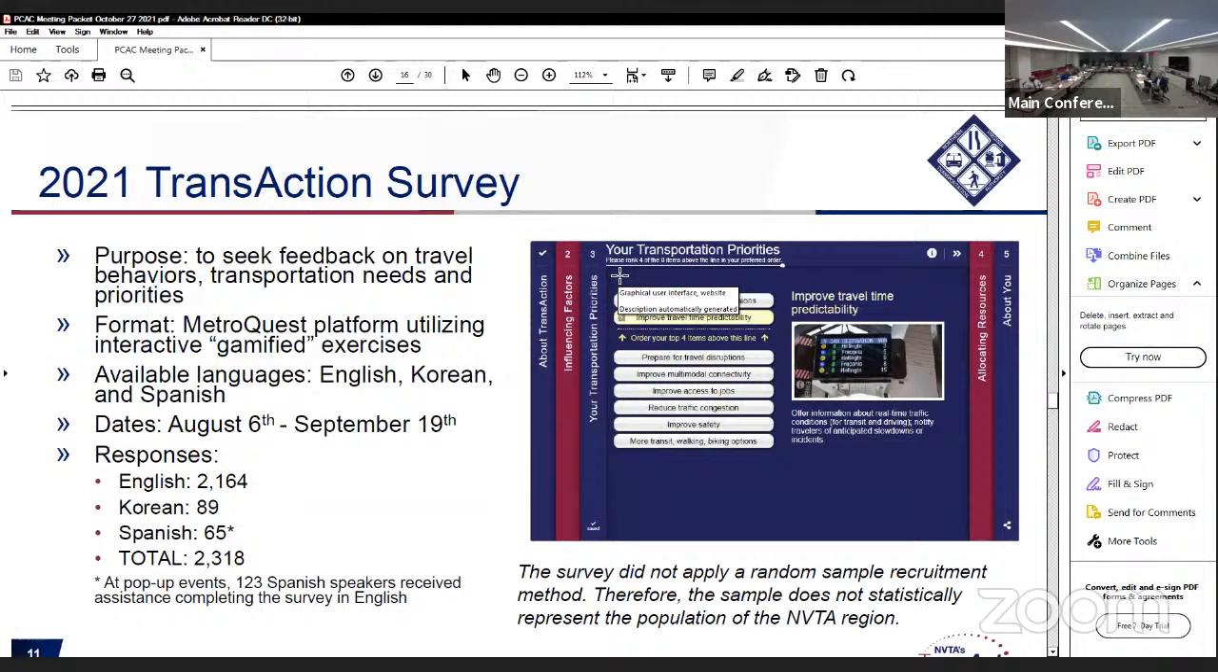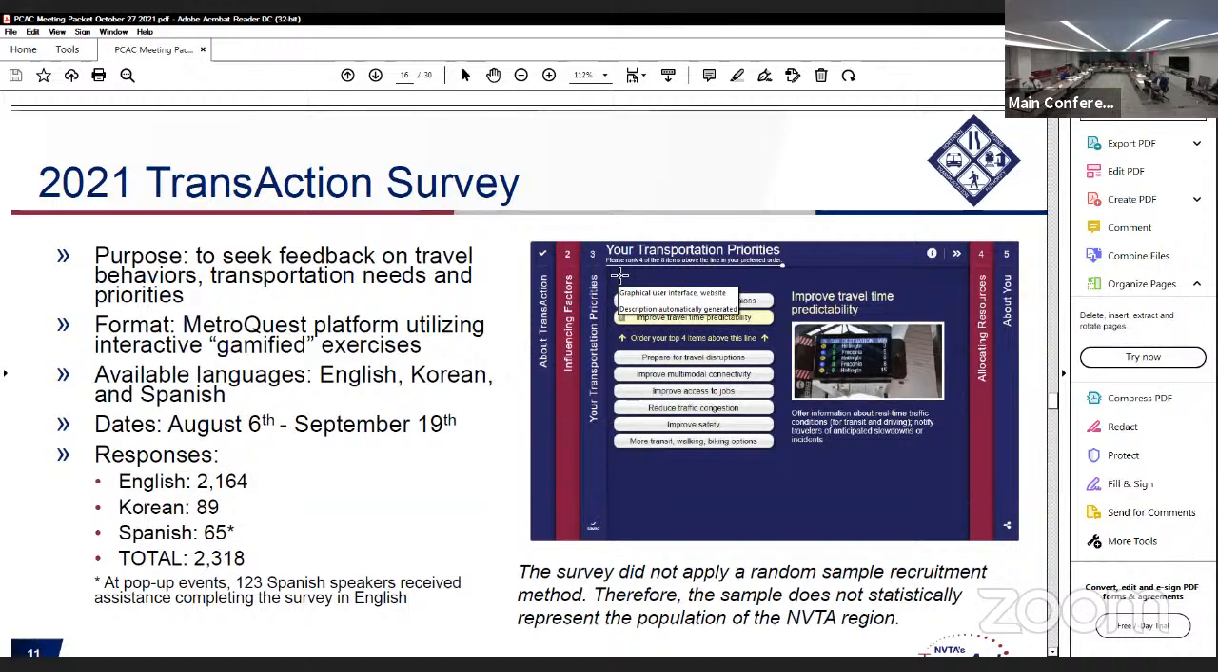Important note as we look at results: the survey was not a random sample recruitment. In other words, we just put the link out to the world and asked people to take the survey. Therefore, the sample does not statistically represent the population of the region. So as you'll see as we go through this, that's why we've tried to break things out by parts of the region to account for some of that geographical difference.